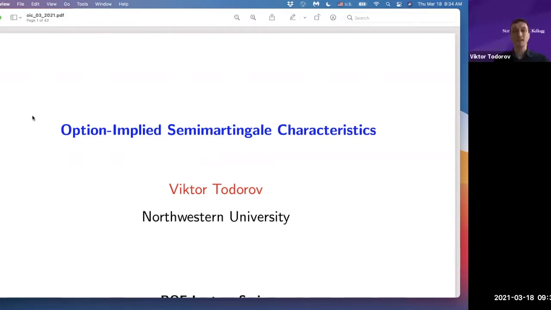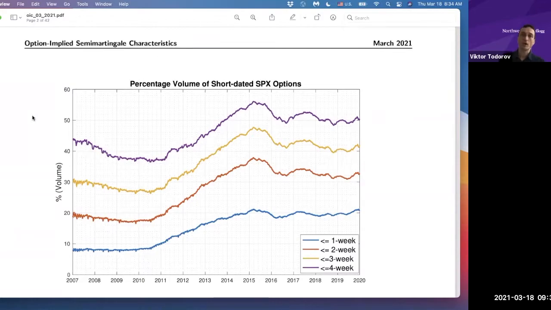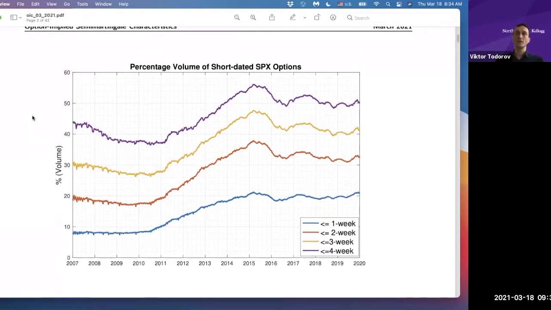I will be facilitated in doing this by the availability of short-dated options, or options with very short time to maturity. Probably many of you know that their availability has increased significantly over time, and this chart is just an illustration of this. These are SPX options, and what I'm plotting here is the percentage of total volume traded on, say, CBOE S&P 500 index options with various times to maturity. You can see from approximately 2011, when the weekly options, the weeklies, were introduced by the exchange, a gradual increase in these very short-dated options.